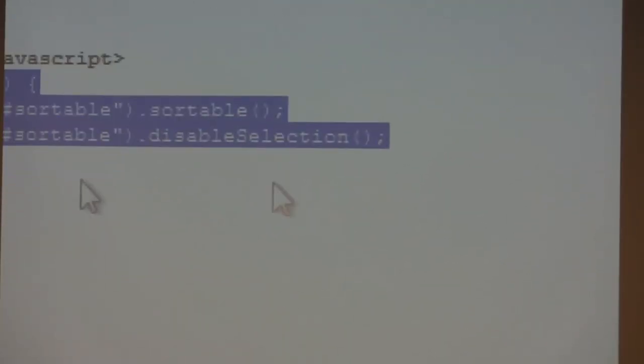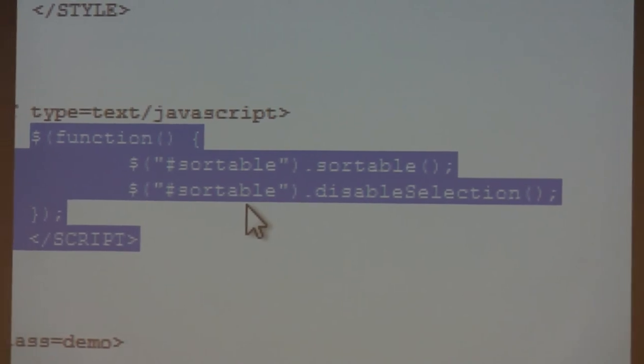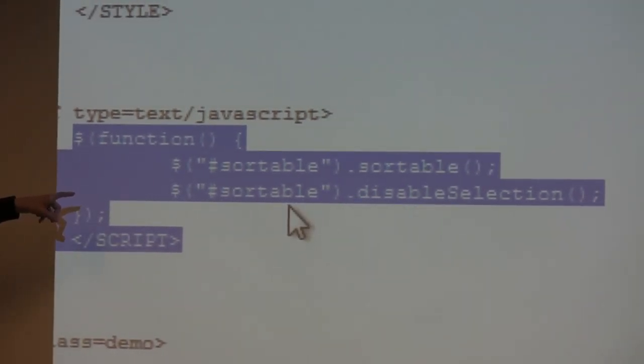So right here. So this went out and found something named sortable, and it applied the sortable method to that jQuery plugin, and then it went ahead and said disable selection as well to initialize that. So that's as simple as it gets. Right? You activate it, you pick the things you want to act on, you enable the plugin or activate some kind of jQuery core functionality, and that's it. So there's plenty of other examples like that.